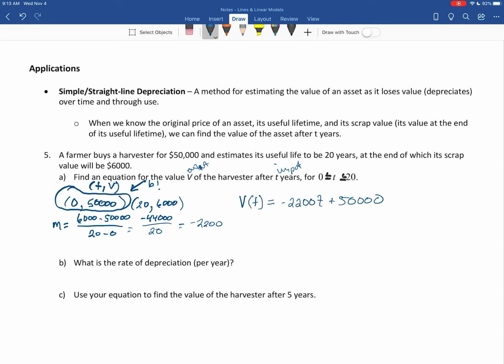What is the rate of depreciation per year? Well, the rate is another word for the slope, so that's negative 2,200 per year. That's how much value it's losing every year. Now use this equation to find the value of the harvester after 5 years. So 5 years is a t value. This means we want to find V of 5.